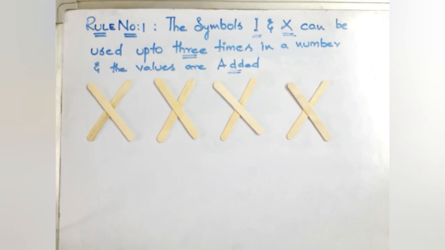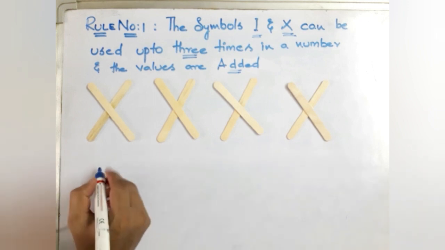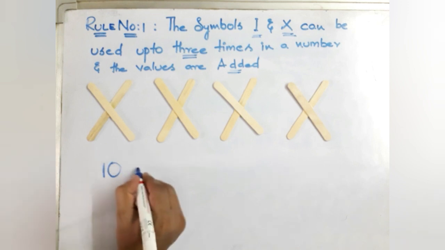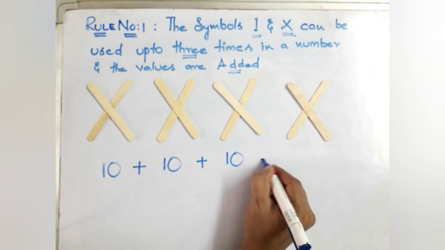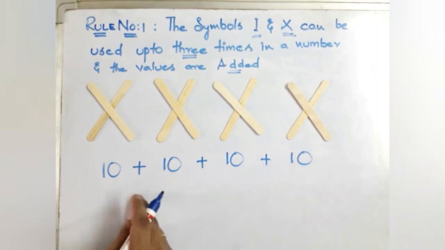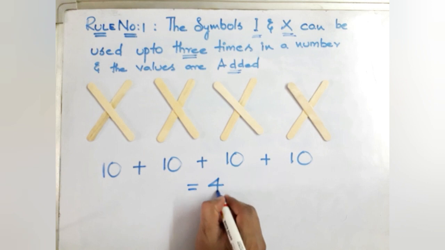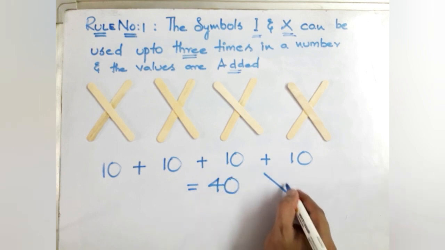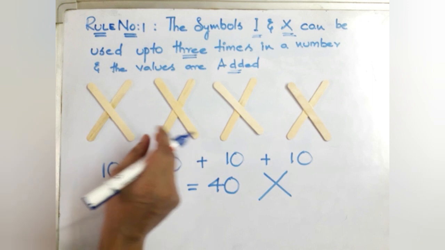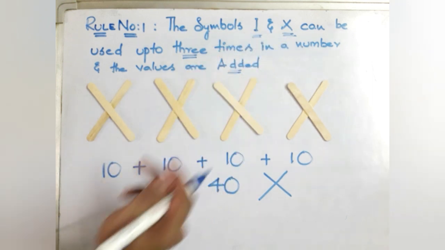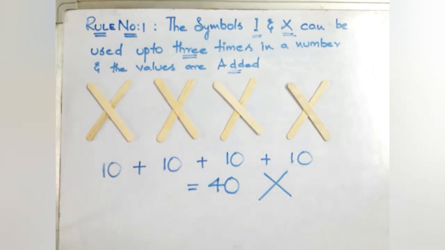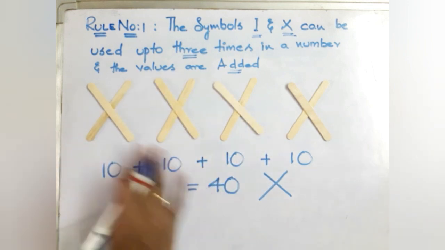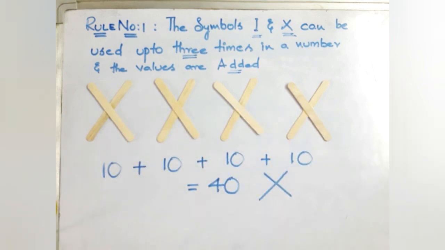So here how many X's are there? 4. As each individual X indicates 10, 10 plus 10 plus 10 plus 10 should be equal to 40. But again, even this type of representation is wrong. We can use X or I up to 3 times only. The maximum number of times we can repeat X or I is only 3 times. So in order to write 40, this is not the correct method. So let us move on to the next rule.